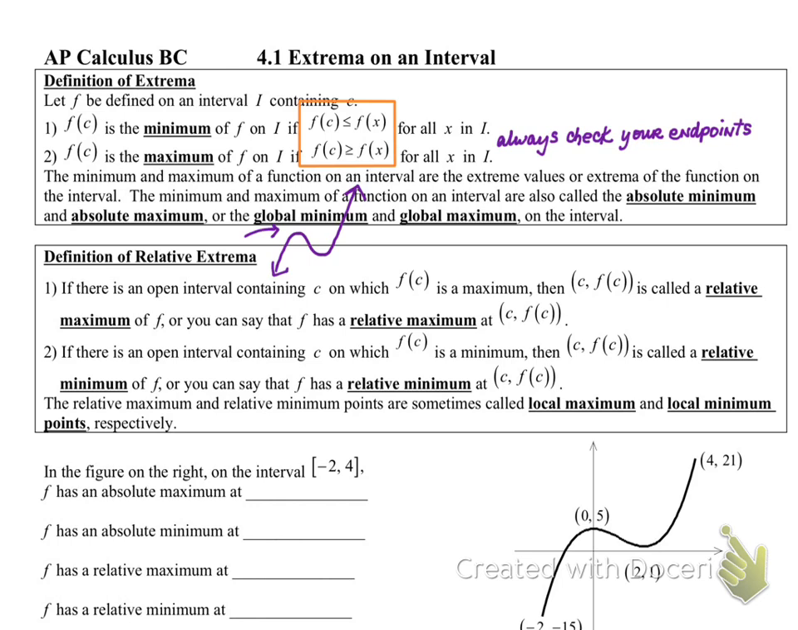At the top, you see that you need to check your endpoints because the absolute maximum or the global maximum, both terms mean the same thing. And the absolute minimum and the global minimum, both terms mean the same thing. That means there is absolutely no higher point anywhere within that interval, or no lower point within that interval.